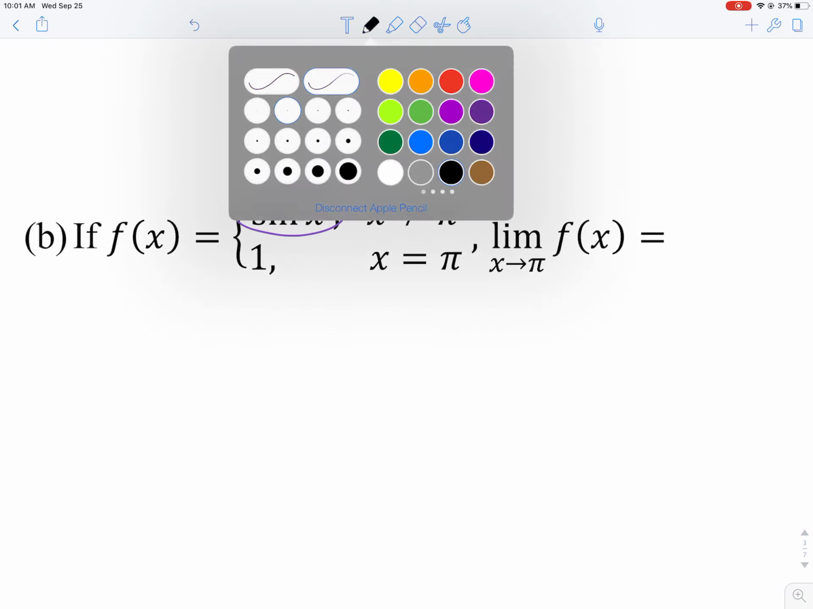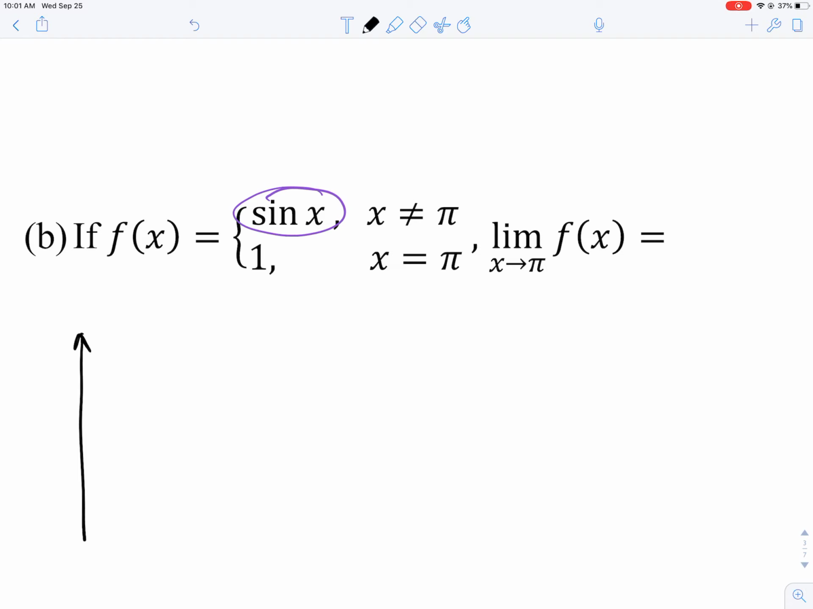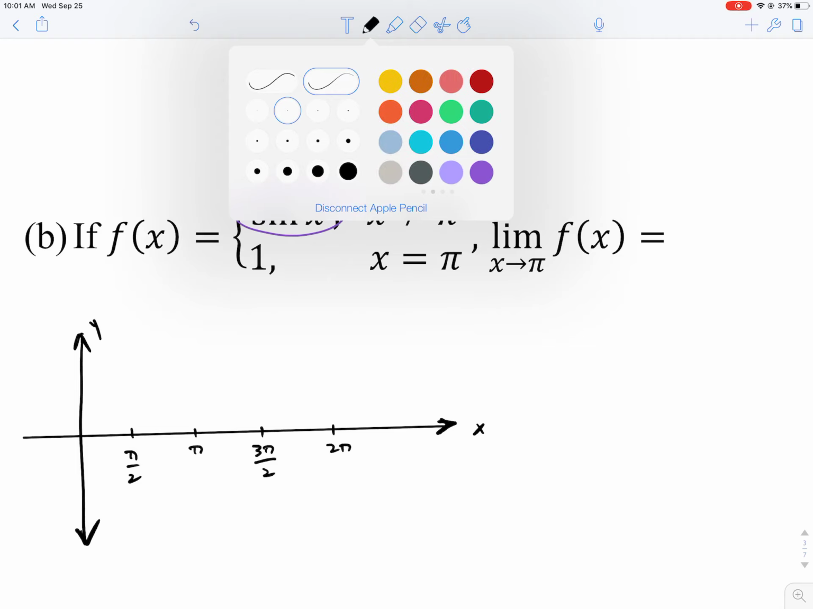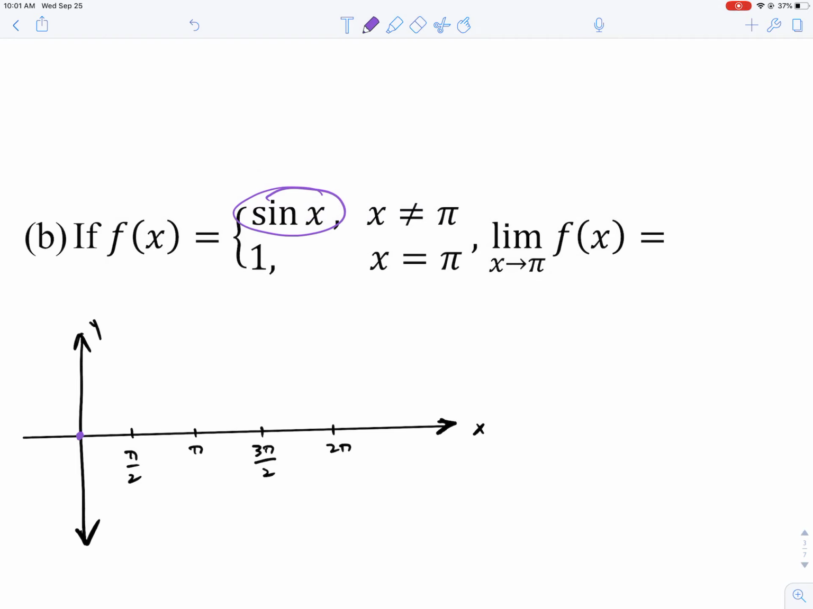Because we do know what this looks like, I'm going to give you the visual by graphing. And then hopefully that'll make more sense about why I'm going to say that you can actually use direct substitution by just plugging pi into the first piece here. So let's do pi over 2, pi, 3 pi over 2, 2 pi. Okay, x, y. Oh, and then remember, sine oscillates between 1 and -1.